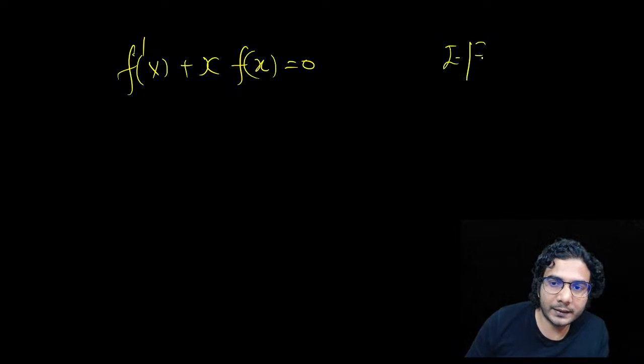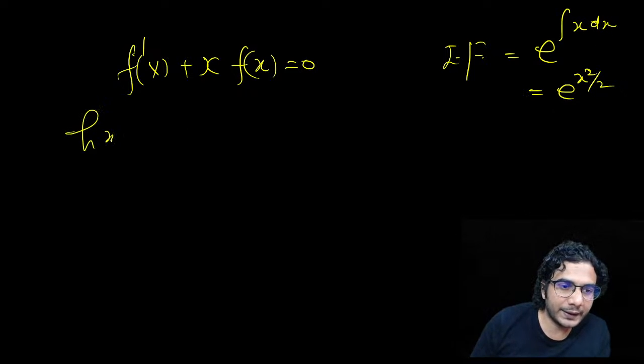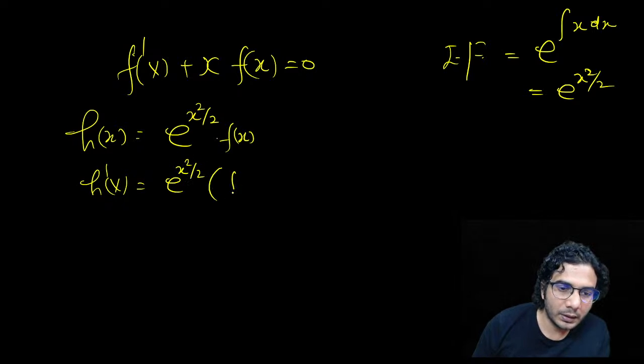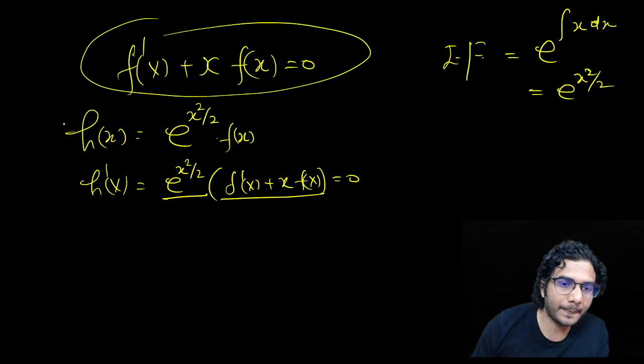So the integrating factor is e raised to the integral of x dx, that is e raised to x square by 2. Now this is the function: hx is going to be e raised to x square by 2 into fx. If you differentiate, h dash x is going to be e raised to x square by 2 times f dash x plus x fx, equal to 0. You can divide by this, and this is given as 0. So this is a completely differentiable function.